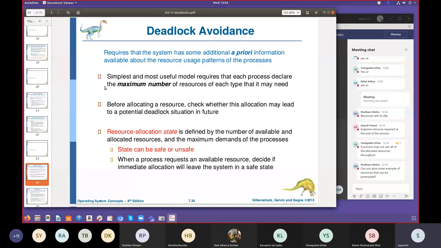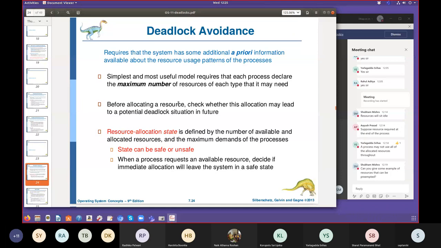This decision depends on the following. If this resource is allocated to the process, does the state also remain safe? If yes, then the OS will allocate this resource immediately. However, if allocating this resource right now can cause the system to go to an unsafe state, then the OS will not allocate this resource immediately. Rather, the process will be asked to wait. So this is the broad idea.